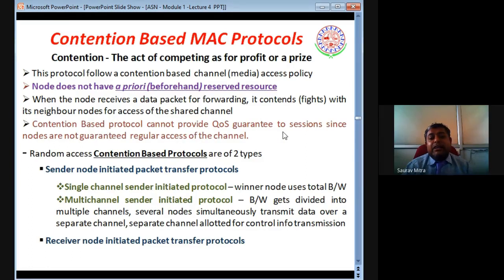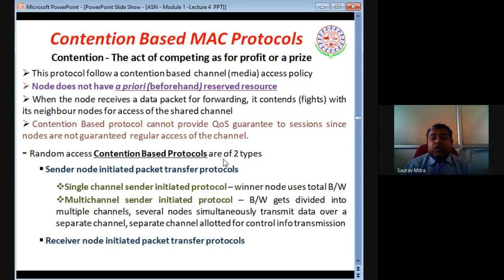Contention based protocol cannot provide QoS guarantee to sessions since nodes are not guaranteed the regular access of the channel. Even if you're fighting, it is not necessary that the node will be given access. That means there is no guarantee that whatever packet the node is receiving will go to the destination very fast. So contention based protocol cannot provide QoS guarantee. QoS guarantee is a timing guarantee. One of the very important things is that QoS is timing. So there is no guarantee that the packet will be sent to the receiver within proper time. So contention based protocol cannot provide QoS guarantee to sessions since nodes are not guaranteed regular access of the channel.